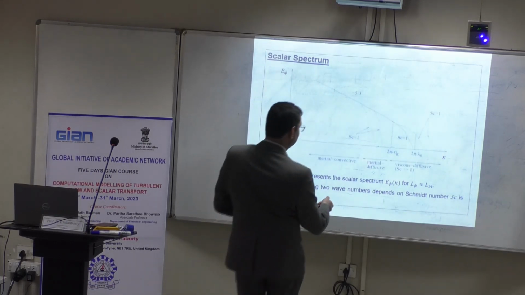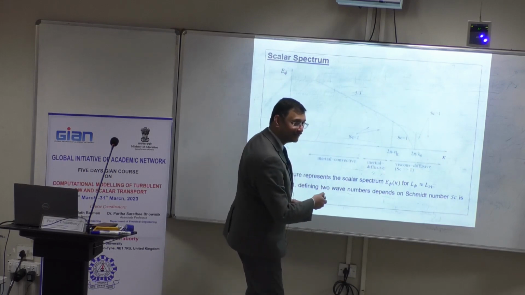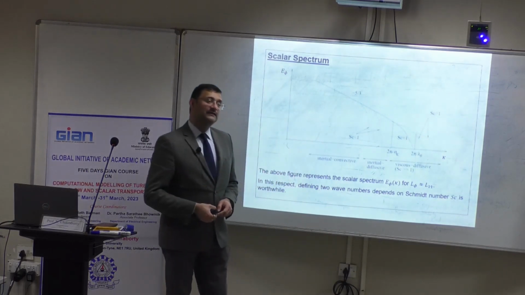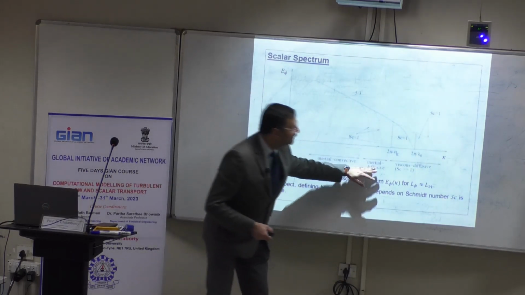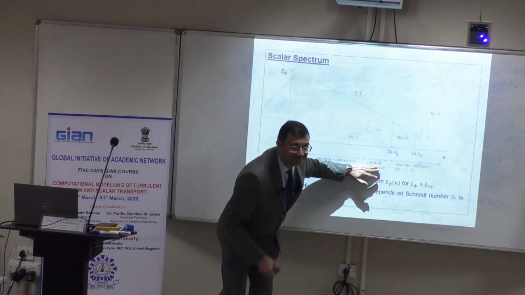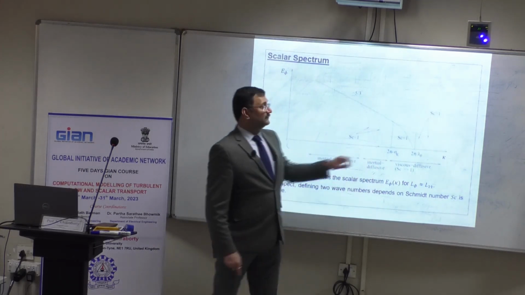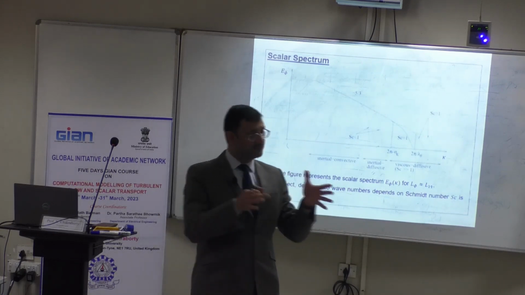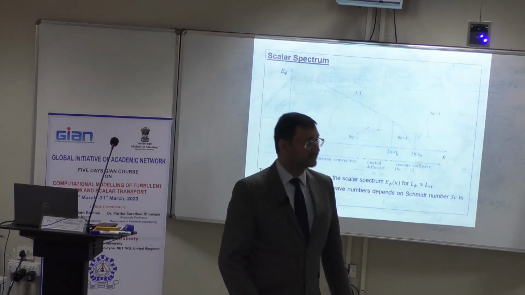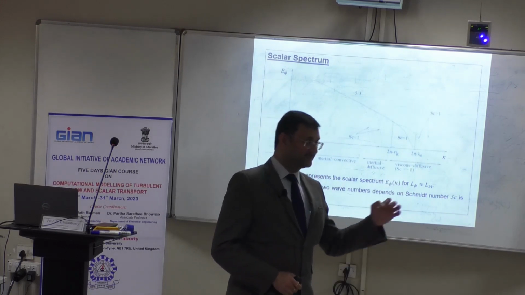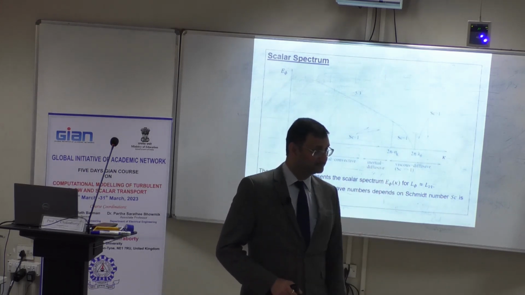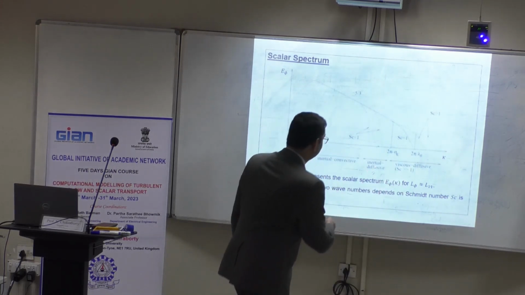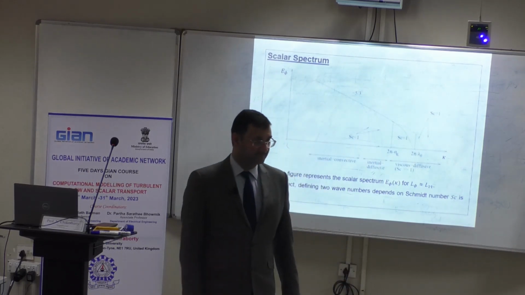And this range is called the inertial diffusive range. Why inertial diffusive range? Diffusive part probably you can understand. But look at the kinetic energy spectrum. It is still within the inertial range. Viscous action still doesn't play a very important role. That's why inertial diffusive range. Clear?